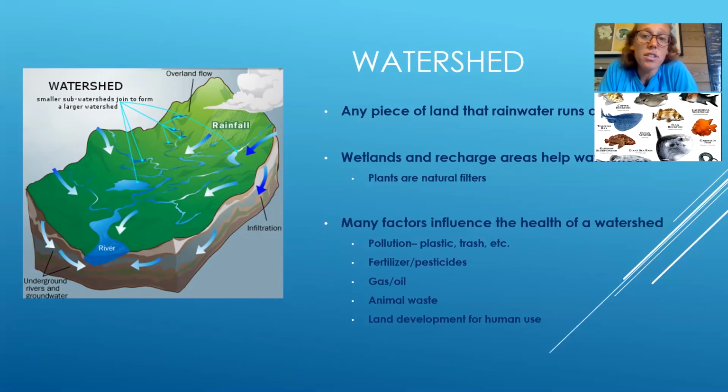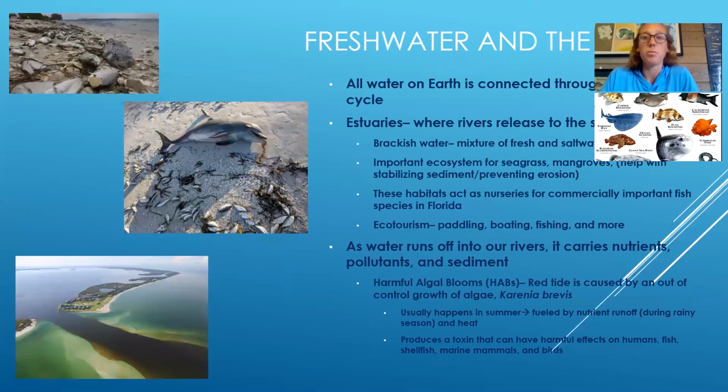A lot of things influence the health of a watershed, like pollution, whether that's plastic pollution or any sort of trash that's lying around, fertilizers and pesticides, which I'll talk about in a moment. Gas and oil, especially in our parking lots, like Publix parking lots, as it rains and hits those gas and oil spills, it'll pick up those gas and oil molecules and then run off into our watershed. Also animal waste, and even land development for humans.